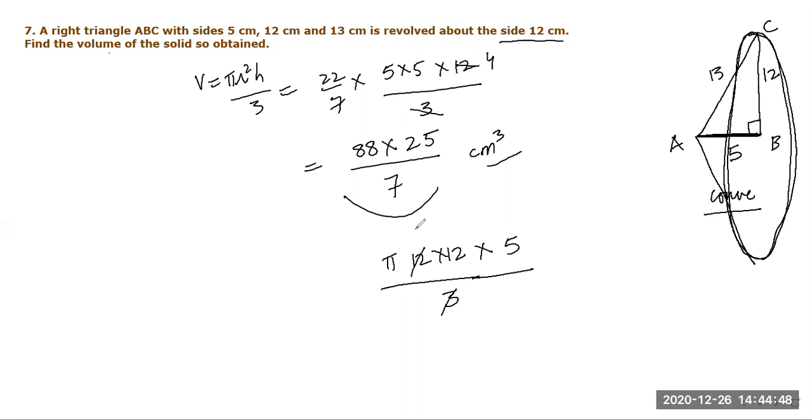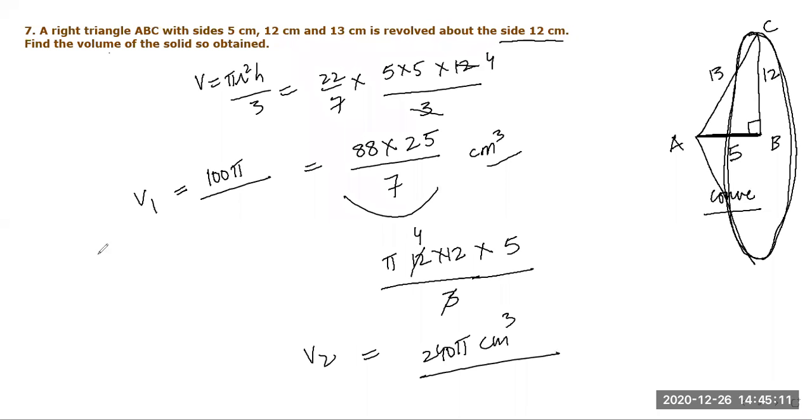So this is the answer. 3 4s are 12. So this is equal to 240 pi centimeter cube, and this is V2. In the last case, what was V1? Last case, V1 was how much, students? It was 100 pi. So what is the ratio, V2 by V1? Obviously, V2 is more. So this will be equal to 2.4. Or you can say V2 is equal to 2.4 times V1.